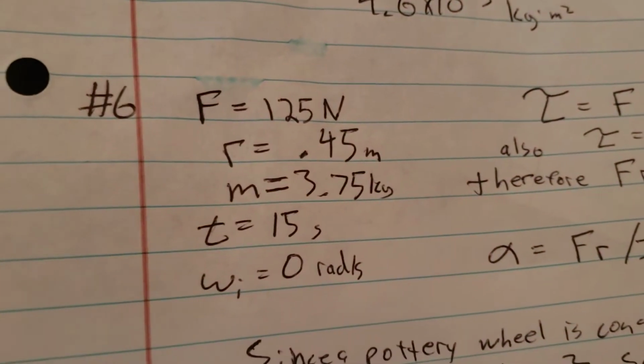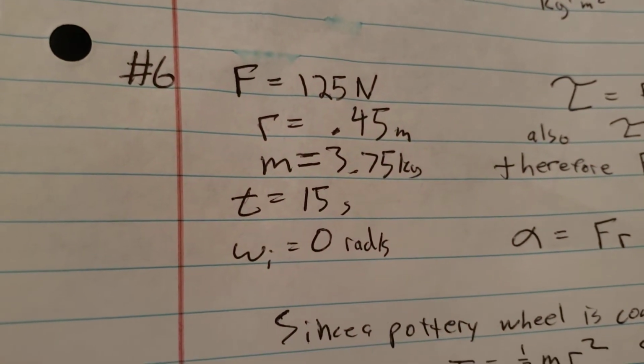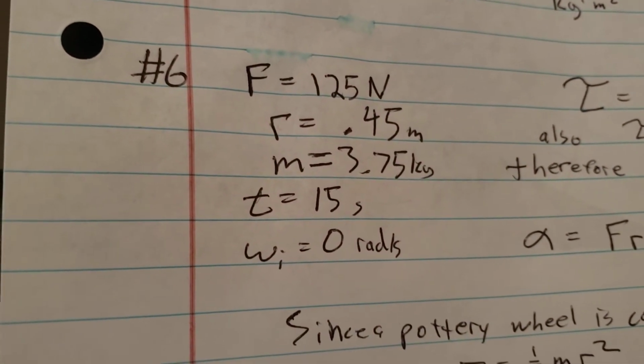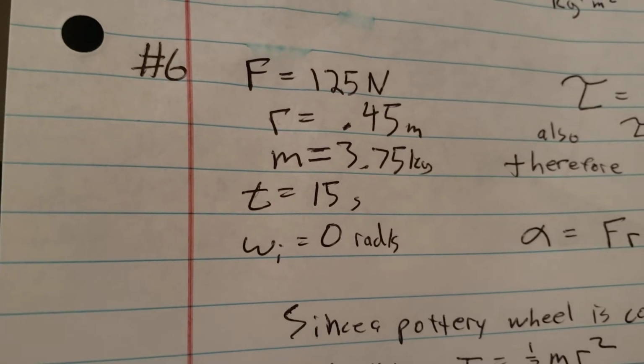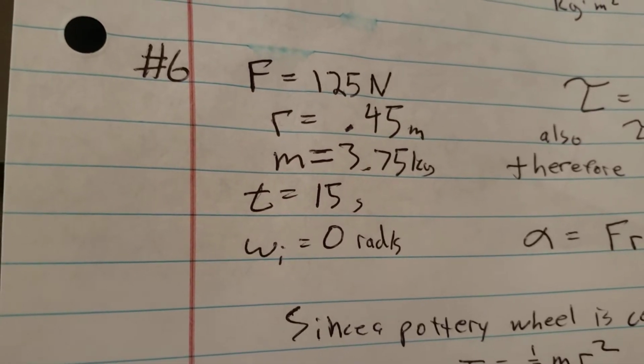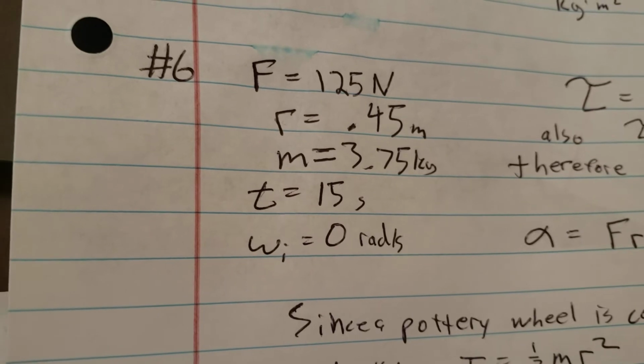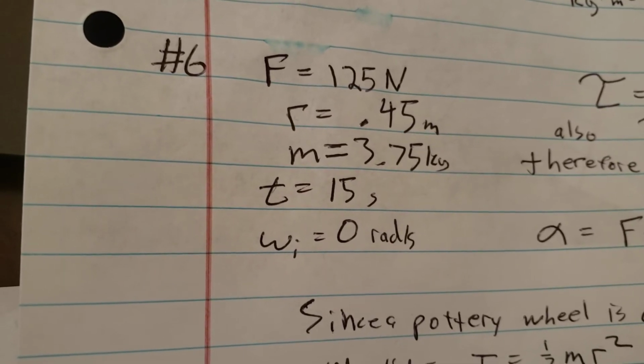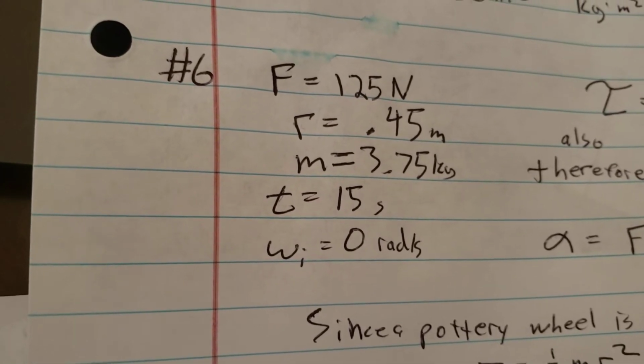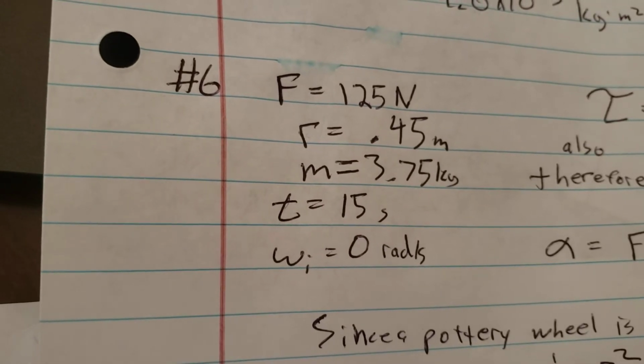This problem, writing down everything that we have, we know that there's a force of 125 newtons being applied. The wheel has a radius of 0.45 meters and a mass of 3.75 kilograms. It starts at rest, so omega I, the initial angular velocity, is 0 radians per second, and it spins for 15 seconds.